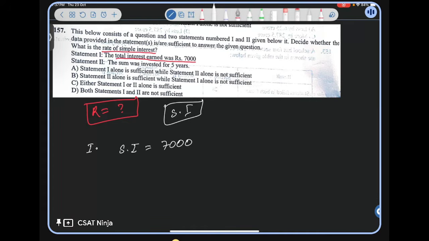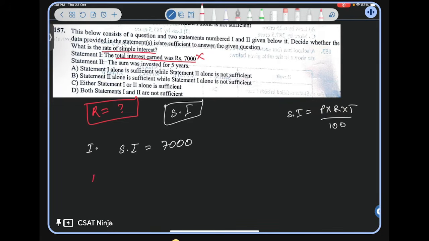Just by using this, I don't think I'll be able to answer the rate of interest, because no principal is given, no rate of interest is given. I'll write the formula here. Simple interest formula is principal into rate into time divided by 100. Using statement number 1, I won't be able to answer. Why? Because I don't know time, I don't know rate, I don't know principal. I just know this one. So I have 3 unknowns, which means it is not possible to solve. Let's go to the next.